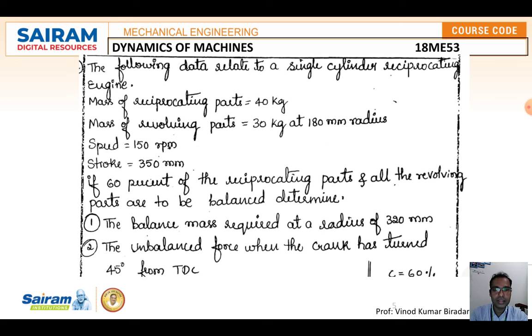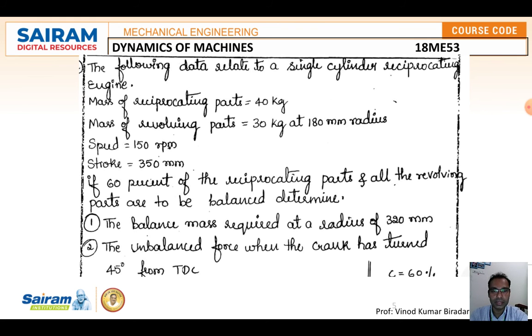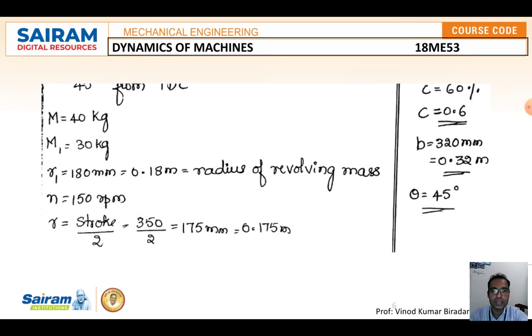That is the radius. The balance mass is required at a radius of 320 mm, the balancing radius, which you convert into meters. Theta is also given as 45 degrees, meaning it has turned 45 degrees from TDC, going from BDC to TDC and TDC to BDC.